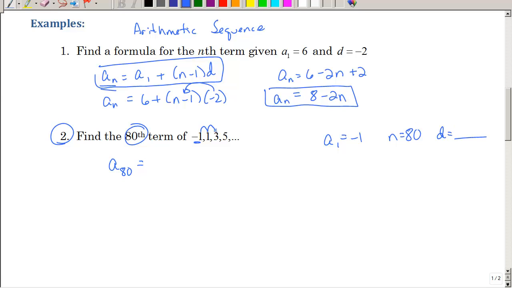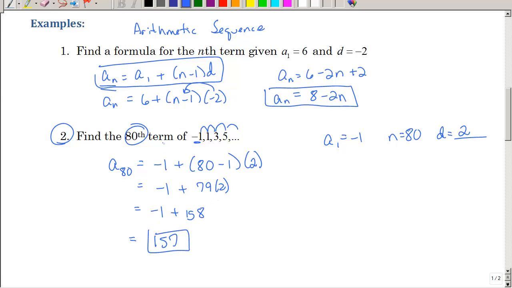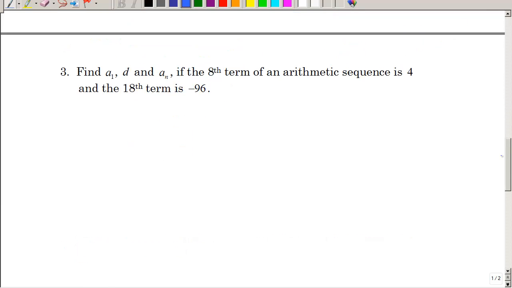What did I add to each term? 2. That's pretty easy. So the 80th term is the first term plus n minus 1 times d. So let's see, that's 79 times 2. And I get 157. So you could write out all 80 terms, but it's much easier if you just use the given formulas.